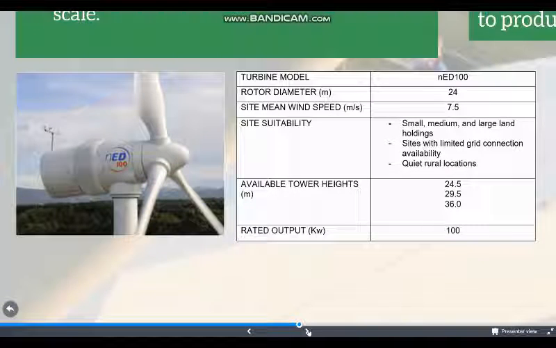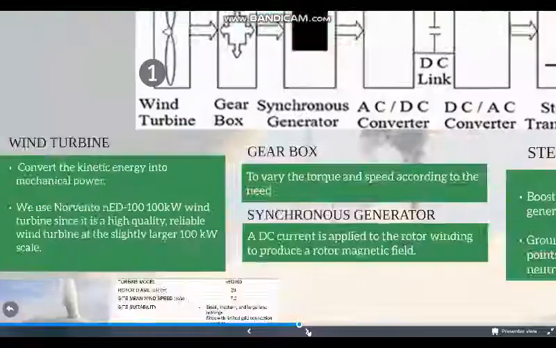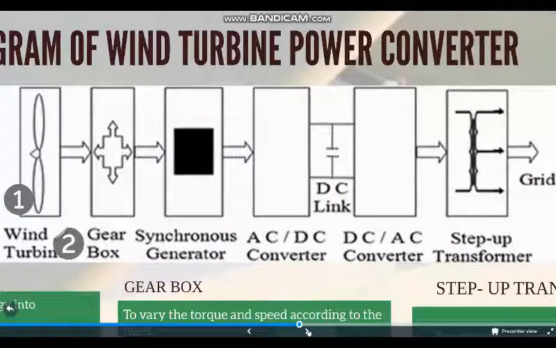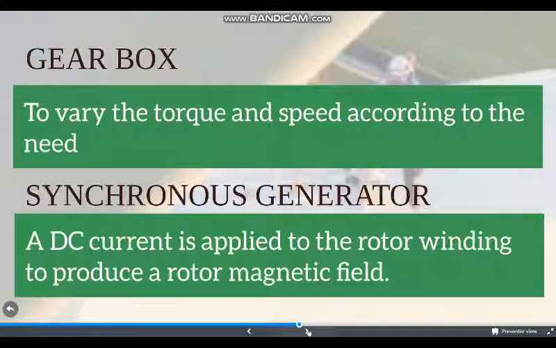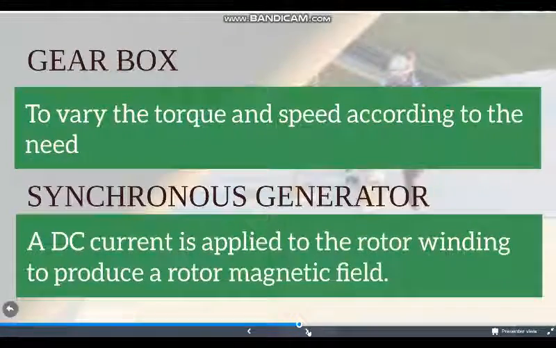Here is the features of the wind turbine. It is suitable for the small, medium and large land holdings, sites with limited grid connection availability and quiet rural location. And then we have gearbox. Gearbox is used to vary the torque and speed according to the need.